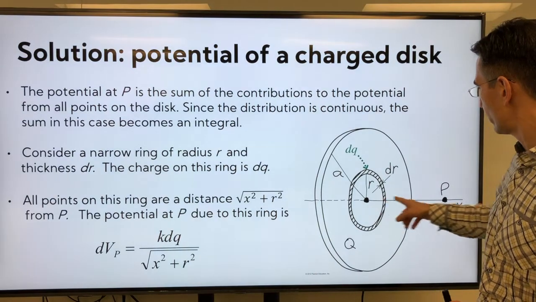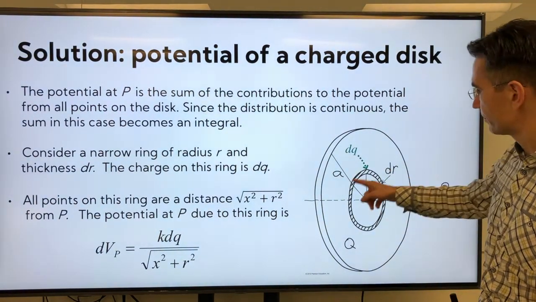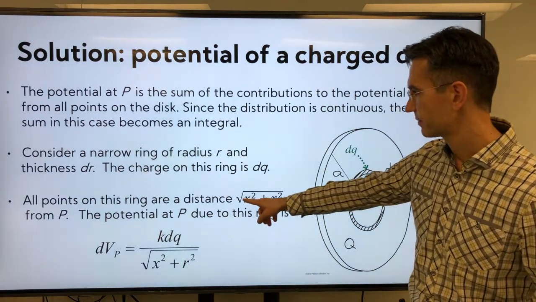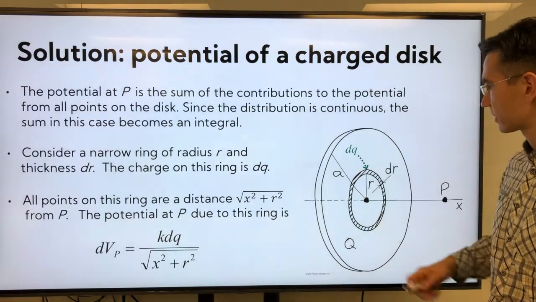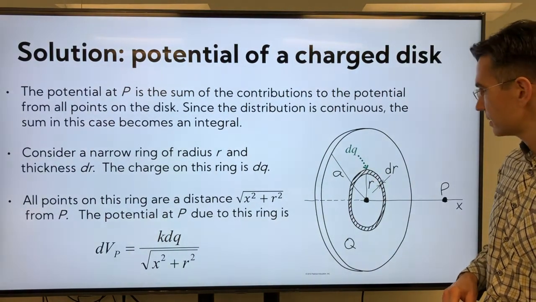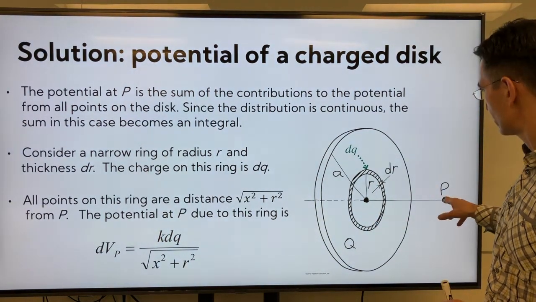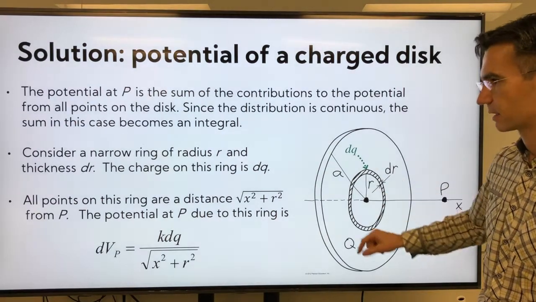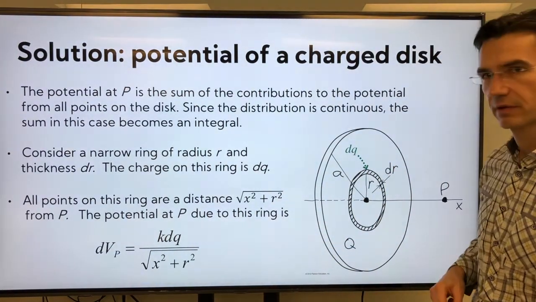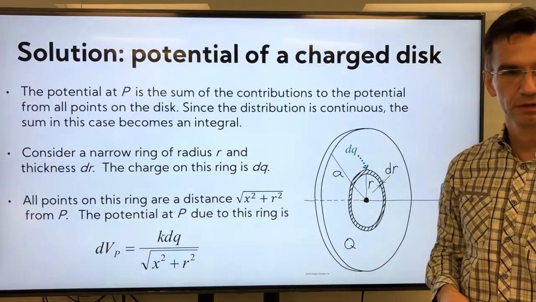We'll say that the entire ring carries a charge dq. All points along the x-axis will be at the same distance from any part of this narrow ring, a distance of square root of x squared plus r squared, where r is the radius of this narrow ring. So it's easy to write an expression for the electric potential at point P just due to the narrow ring. It's k dq over the distance from the ring to point P, which is square root of x squared plus r squared.